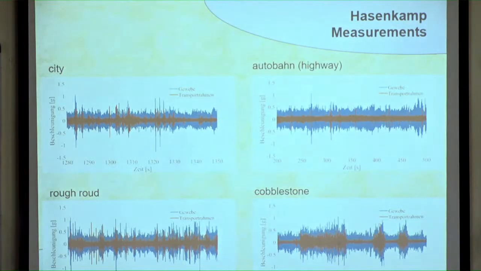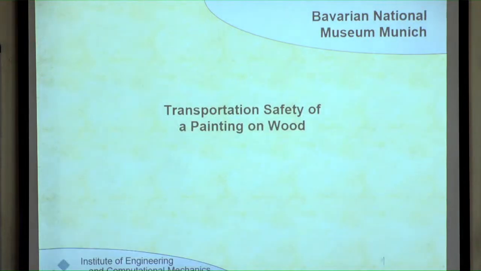Here, to give you some impression how these measurements look like: a city street, a highway, autobahn, or rough road, cobblestone road. And so the signals and levels are very different. And also we saw that what is happening on the painting is also quite different from what is recorded on the frame. The frame and the box work similar to a signal filter. Some things are emphasized, some are weakened, and so it's good to have now this kind of information. Okay, let me continue with another thing, and later I will bring all this together, I show you.